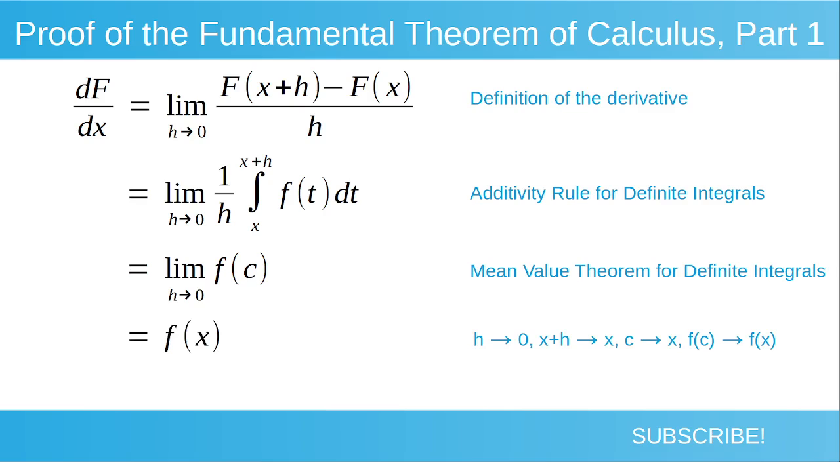And as h approaches 0, x plus h approaches x. And as x plus h approaches x, then the value c approaches x. And as the value c approaches x, then f of c approaches f of x. So our limit as h approaches 0 of f of c is equal to f of x. And this concludes the proof.